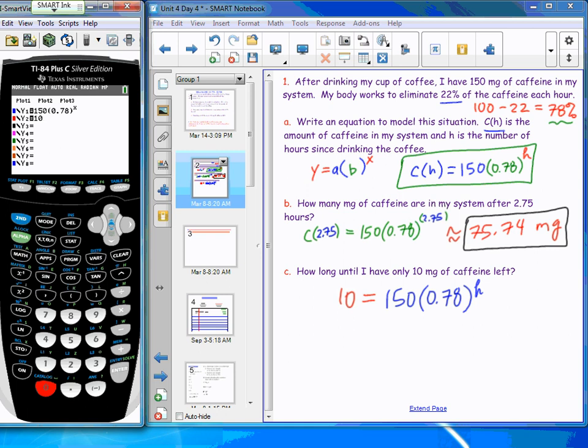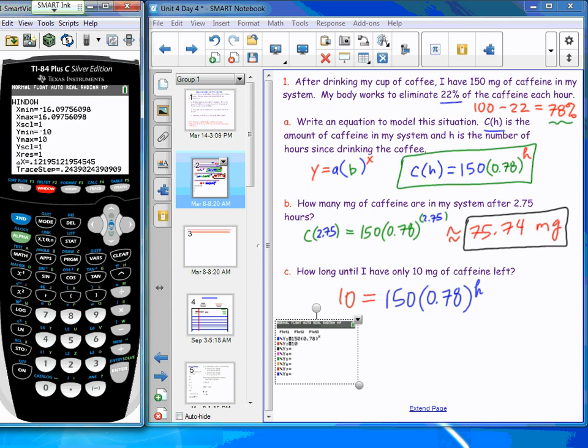Second, calculate intersect to see when the one curve equals the second curve. All right, so let's go ahead and get a window. I'm going to go ahead and take a screenshot of that. But for a window, I need to consider plausible values. And so we've already seen that after 2.75 hours, my caffeine is down from 150 to 75, and we want to ask about 10.